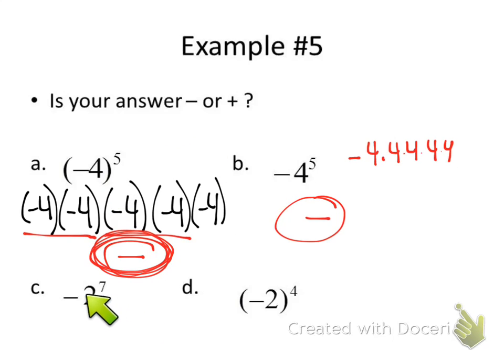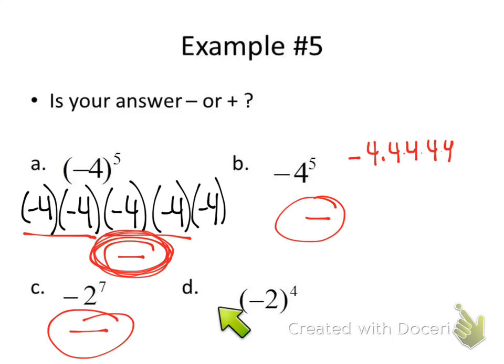Let's look at this one though. Is this negative 2 times negative 2 times negative 2 times negative 2 times negative 2, 7 times? Or is it just 2 times 2 times 2 times 2, then we make it negative? It's 2 times 2 times 2 times 2. There's no parentheses. So it doesn't even matter what the exponent is, even or odd. The answer is going to be negative because you only have the negative that's out front.